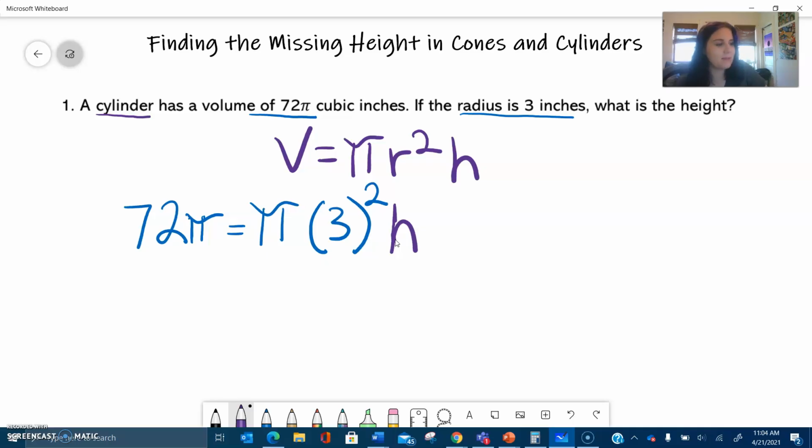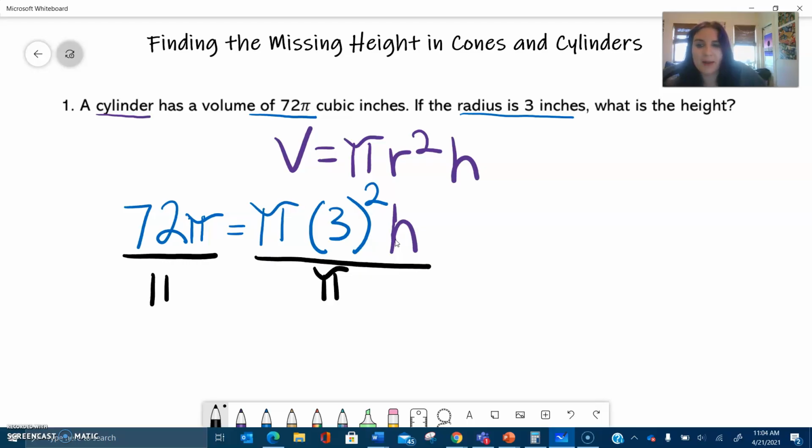The first thing that I'm going to do is use inverse operations to get rid of the pi, okay? So we have a pi on both sides of this equation. So if I divide the right side by pi, and I divide the left side by pi, let's see what happens. So these pi's cancel out because pi over pi, or anything over itself, equals 1.